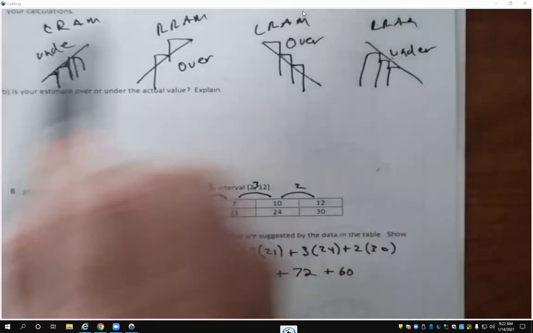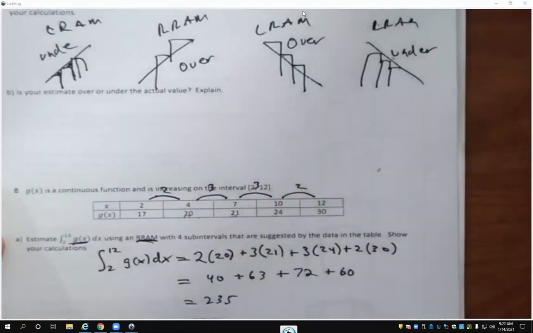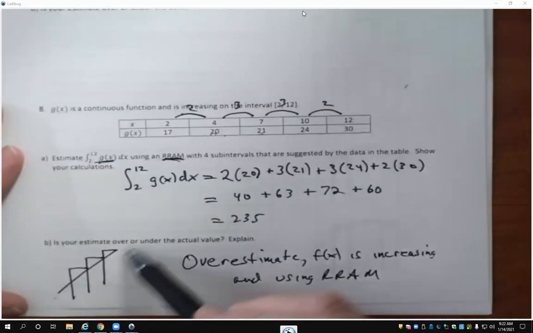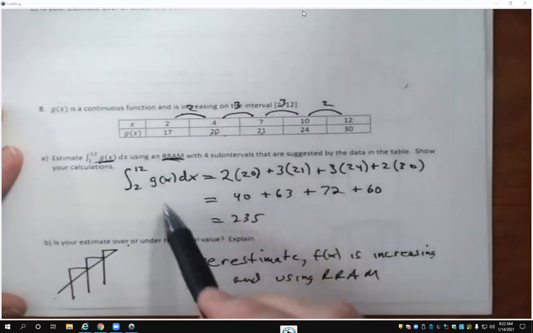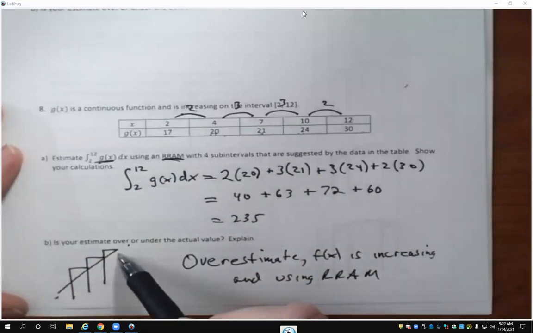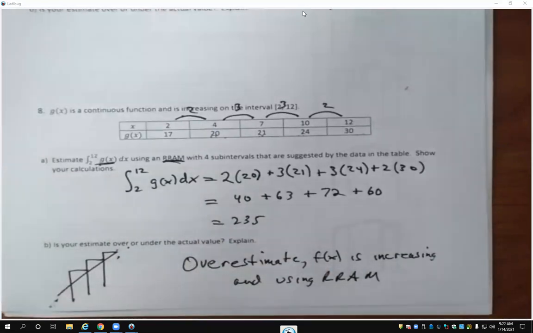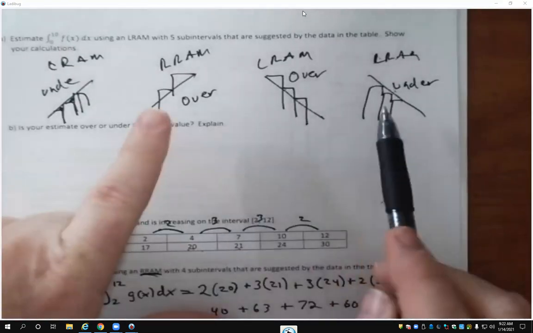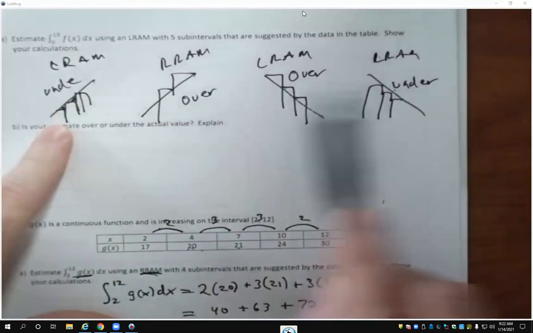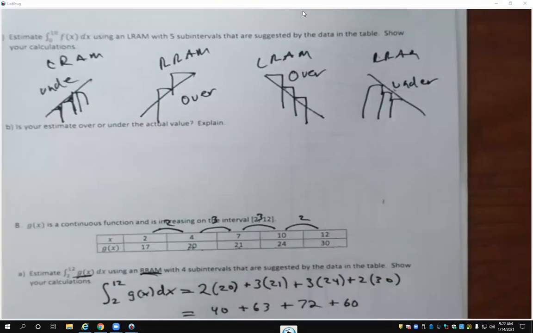So don't try to memorize these. Every single time, draw a line. We don't have to draw the actual function they're giving us. Just draw a line, whether it's increasing or decreasing, and then draw these triangles and figure it out. It's going to change, though. RRAM can be either over or under, LRAM can be over or under. The 2 things that determine it are increasing or decreasing, and whether you're doing LRAM or RRAM. All right, thanks. You're welcome.